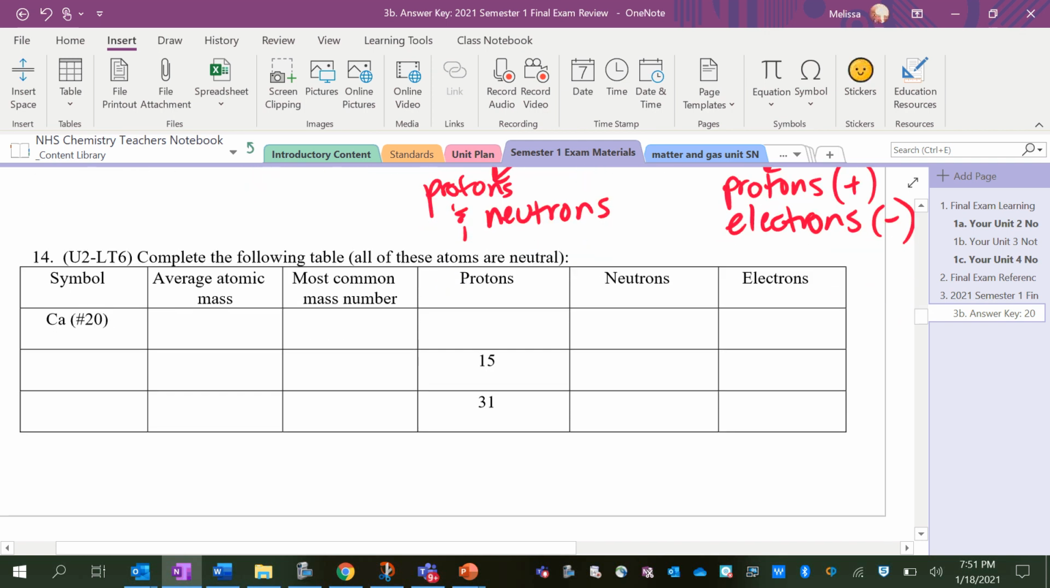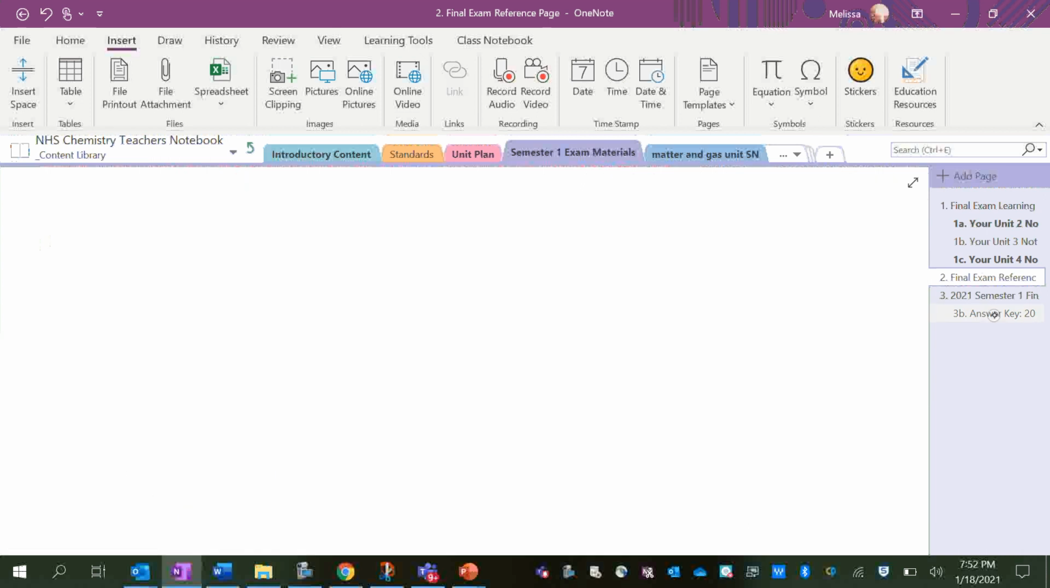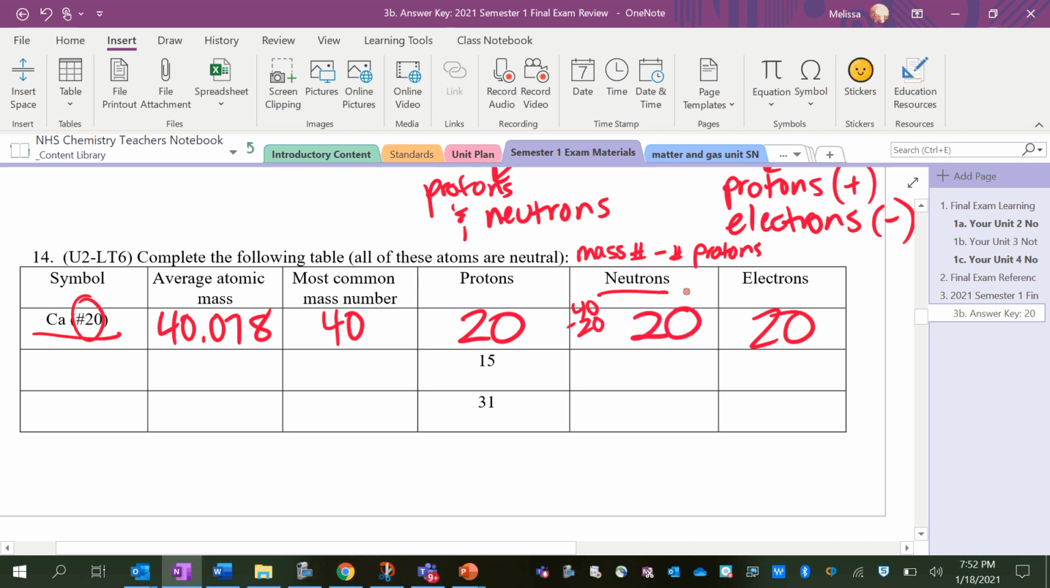Complete the following table. All of these atoms are neutral. So let's look up calcium, number 20, and find out its average atomic mass. 40.078, which means its most common mass number is 40 because we round to the nearest whole number. Since it's number 20 and it's neutral, that means it has 20 protons and 20 electrons. And to get neutrons, we take the most common mass number and we subtract the number of protons. So in this case, we do 40 minus 20, and it's 20 neutrons.